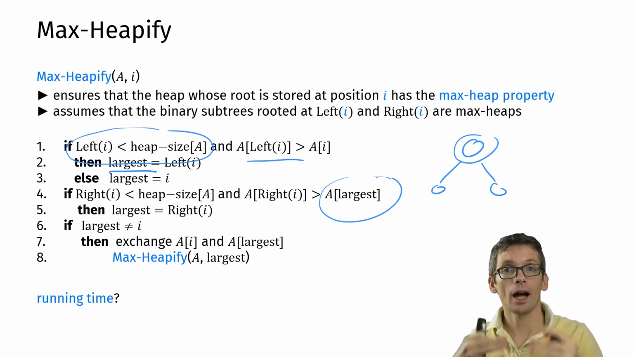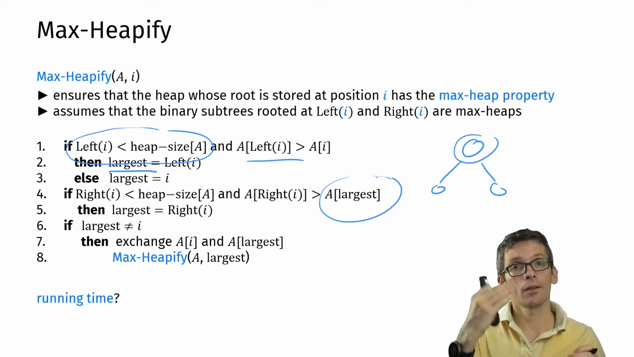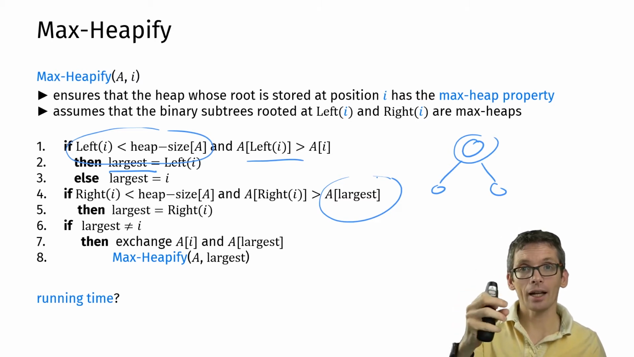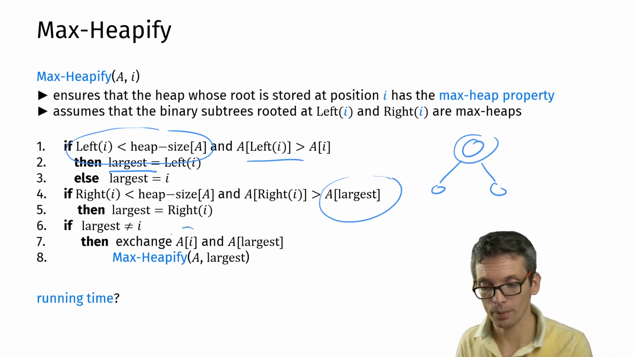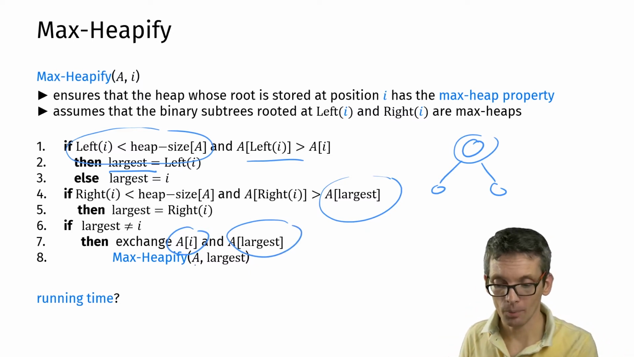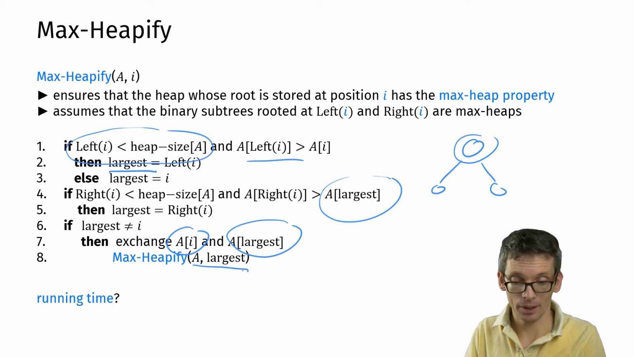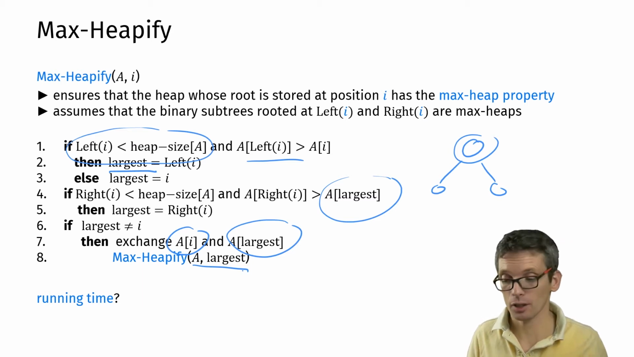If largest is not I, so if one of the 2 children has a larger key than the node itself, then I swap. So I swap A I with A largest and recursively call Heapify or Max-Heapify on the corresponding child, which I can find by simply taking that index largest that I found.